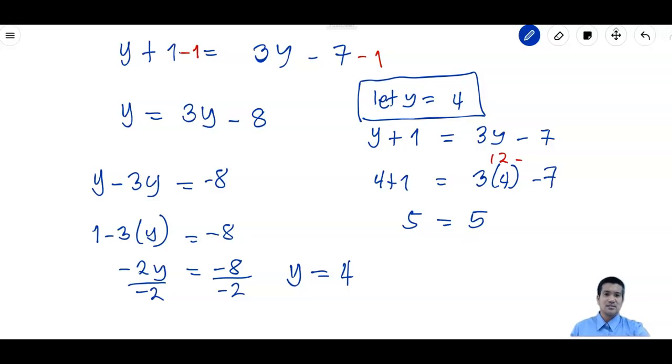Okay? So first thing you have to do, guys, is you have to eliminate, okay? So just eliminate first the constants, and then after that, you have to combine the variables, okay, so that it's easier for you to solve for the equation.